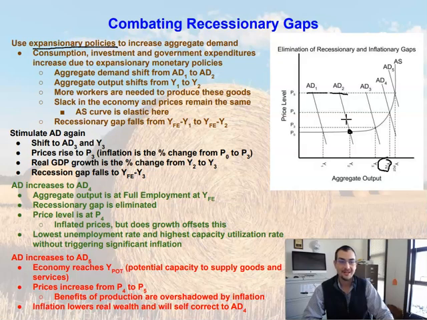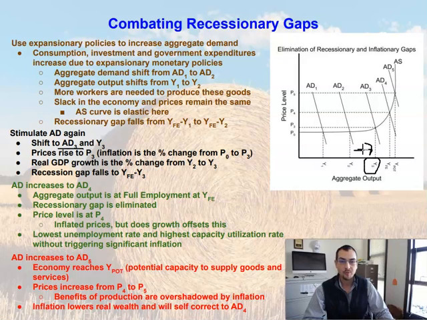The Fed is going to enact another set of monetary policies, and they're going to shift us from AD2 to AD3. So what happens as we shift from AD2 to AD3? First off, we shift to aggregate demand 3, and that shifts our output to Y3. So again, because of these expansionary policies, we are producing more. As we produce more, we need more workers to produce these goods.